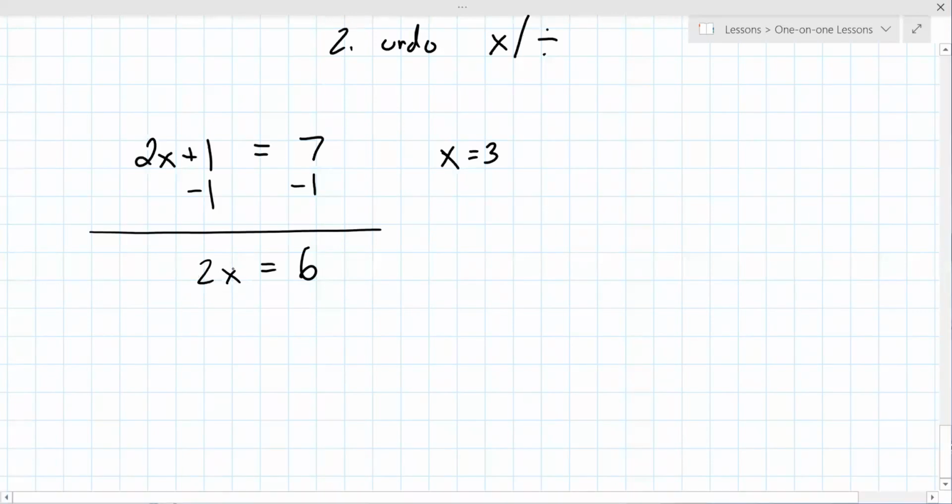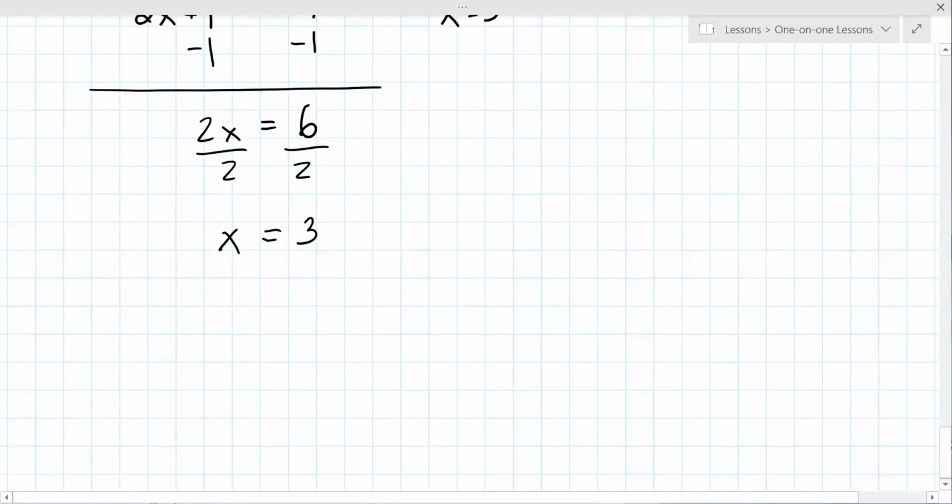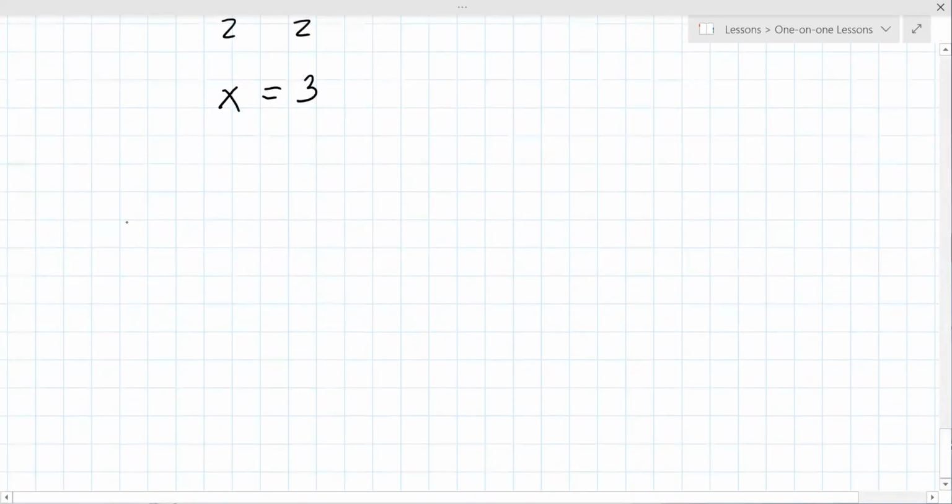So how do you undo 2 times x? 2 times x, you use division. So you divide both of these by 2. So what does x equal? x equals 3. Good. Okay, so let's try another one here.